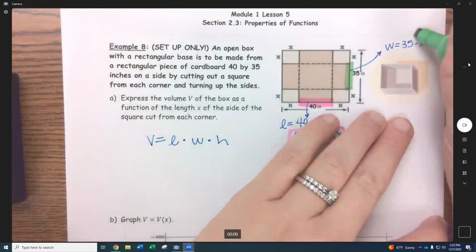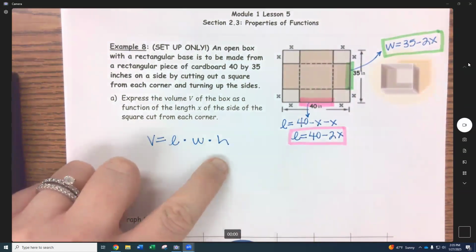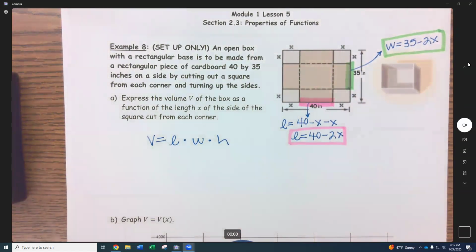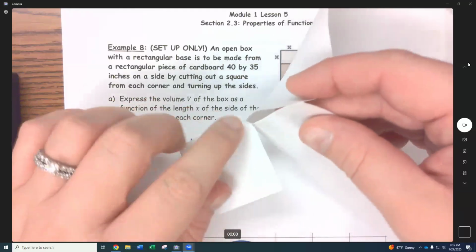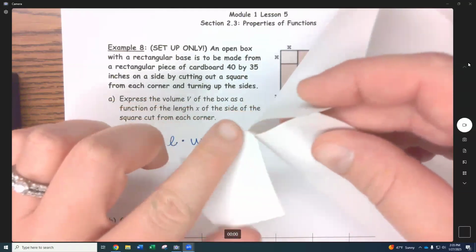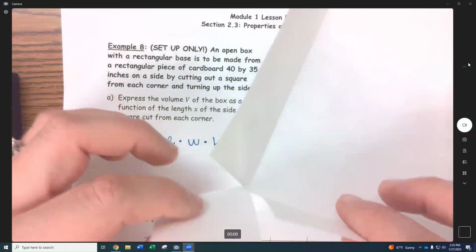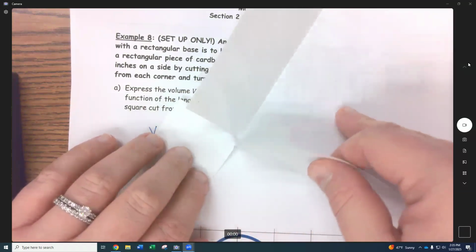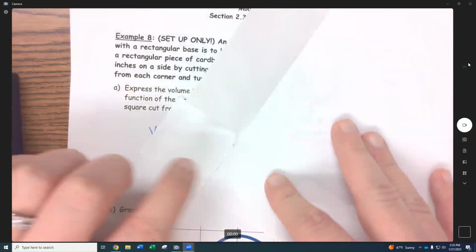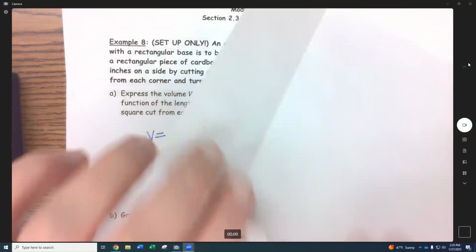And then lastly, in this formula, we need the height. So if I bring out my janky piece of paper again, what determines right here how tall this is? That's equivalent to how much of the square I'm cutting out, right? Here, if I did an inch, then when I fold this up, this height would be an inch. If I cut out 2-inch squares, then this height right here would be 2 inches.